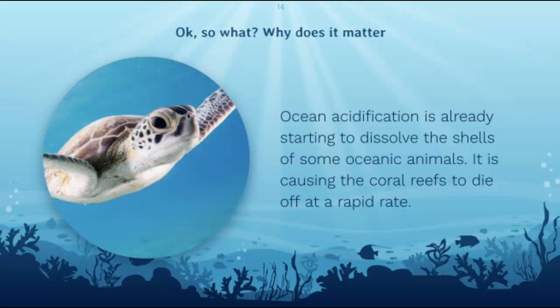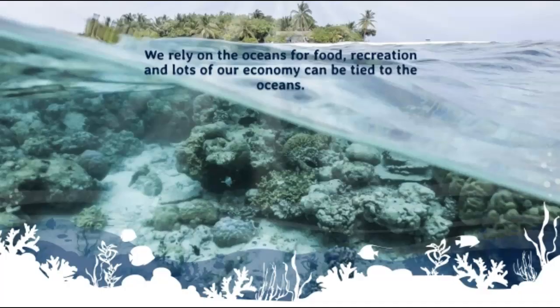This small change in pH has already started to dissolve the shells of some oceanic animals. It's also causing the coral reefs to die off at a rapid rate as well. And of course, we rely on the ocean for things like food and recreation, and lots of economy can be tied to that. You know, fishermen, people who go scuba diving, and tourism and all that kind of stuff. And so this is actually having huge impacts, not just in the people directly around the coral reefs, but far-reaching impacts. So next time we're going to see more real-life examples of how the oceans becoming acidified are affecting the animals and the humans.